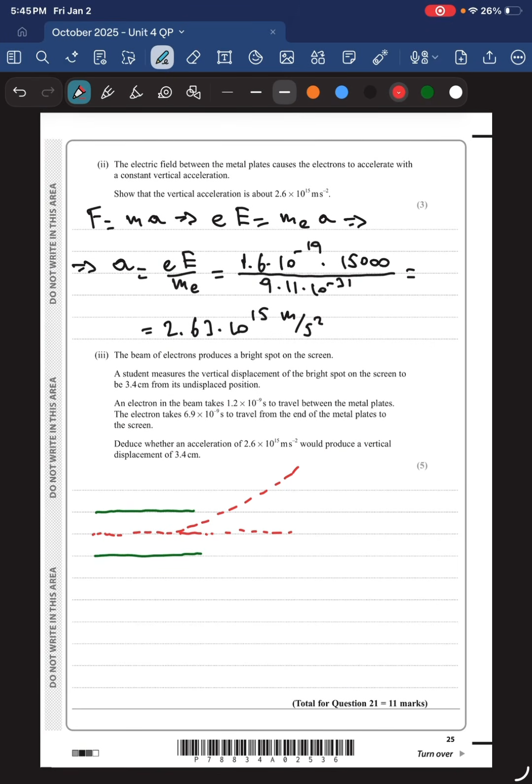We know that the electron spends 1.2 times 10 to the negative 9 seconds in the plates, and it spends 6.9 times 10 to the negative 9 seconds outside the plates. The student claims that this y is equal to 3.4 centimeters. We're going to put a question mark because you don't know if it's equal to 3.4 centimeters.